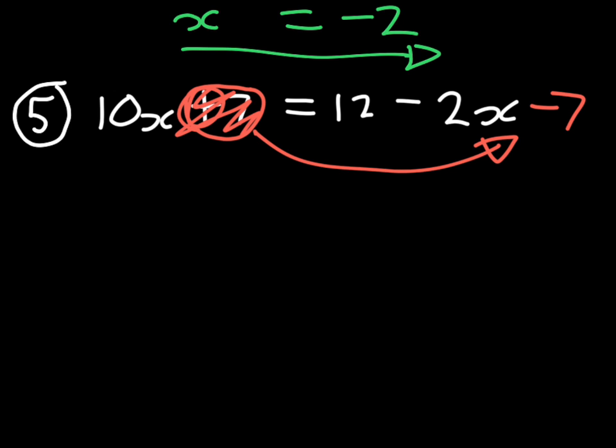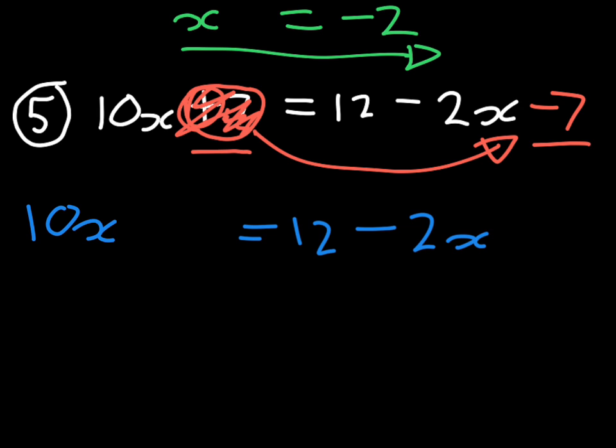So what we have done here is we have moved this plus 7 to the right-hand side, and its sign has just changed from a positive to a negative. So we now have 10x equals 12 minus 2x minus 7. And remember, we can now let the constants interact. So 12 minus 7 simply gives us 5.